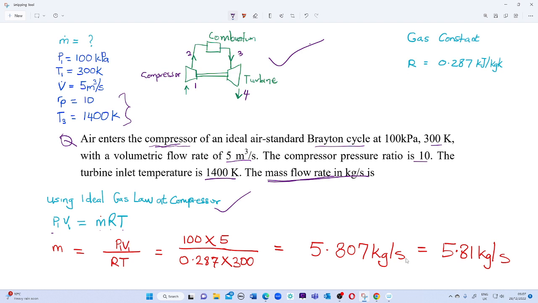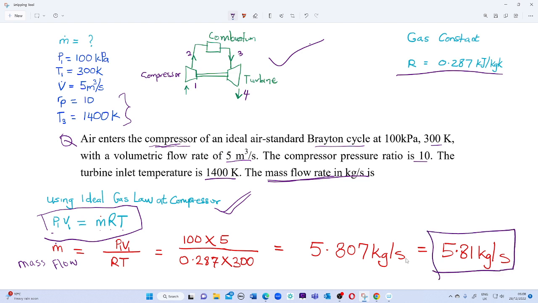Now, let's use the ideal gas law represented here, which is P1 V1 equals mRT. From there, we can resolve that our m, which is the mass flow rate, m equals P1 V1 over RT. So therefore, our P1, which is 100, multiplied by 5, which is V1, over R, which is the gas constant, 0.287, multiplied by 300. That gives us 5.807 kilogram per second. Once again, it becomes 5.81 kilogram per second.